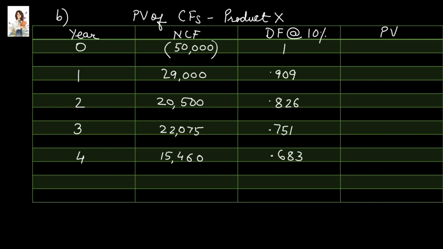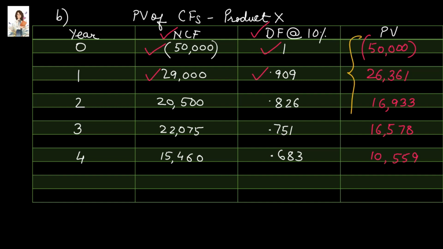Next, we have to find out the present value of the net cash flows for each year. We have already seen in the previous video that present value is net cash flow multiplied by discounting factor. So for year 0, it will be negative 50,000 into 1, that is negative $50,000. For year 1, it will be 29,000 into 0.909. Similarly, we will solve for years 2, 3 and 4. Figures in decimals should be rounded off.